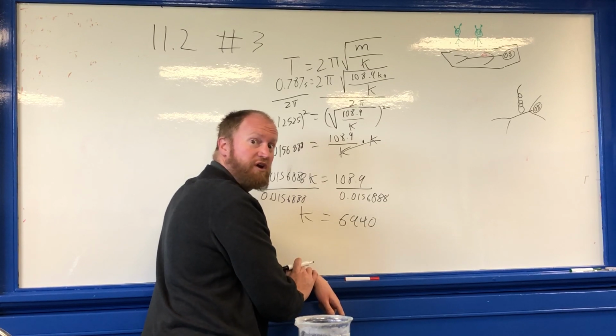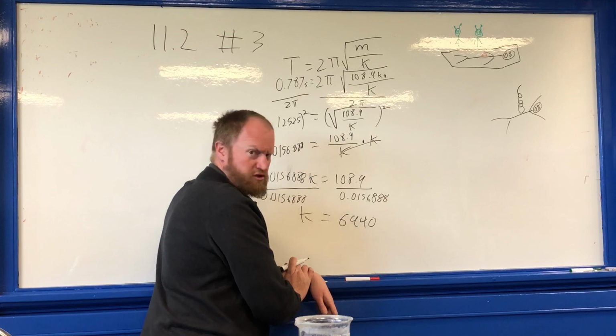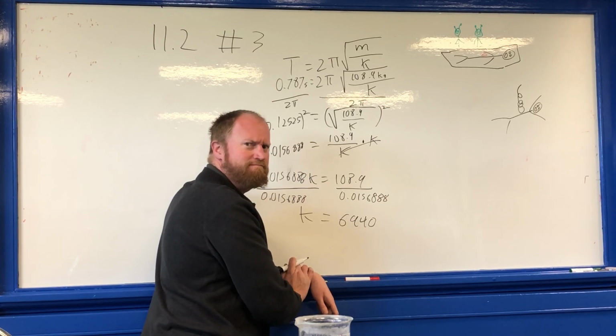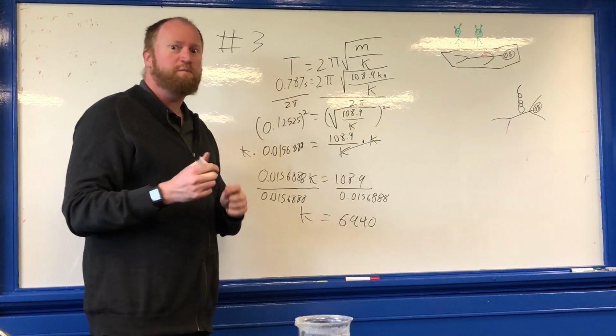Well, hopefully the aliens will know. Anyway, that's the number. Let the aliens worry about the units. I'm sure they're using metric in space. I hope. Anyway, that's your K. That's what you need to have the spring constant. Boy, I hope this works.